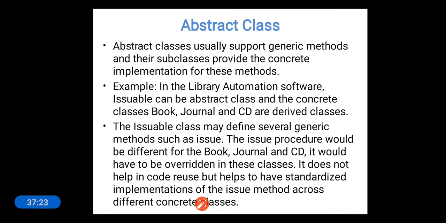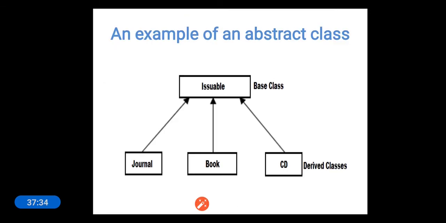It does not help code reuse, but it helps to standardize implementations of the issue method across different concrete classes. So this is how we represent an abstract class. Here Issuable is a base class, and Journal, Book and CD are the derived classes. Here we can use an issue method, but the issue method in all these three classes, Journal, Book and CD, is overridden. That is, the issue book will be implemented in different manners for a book, journal and CD.